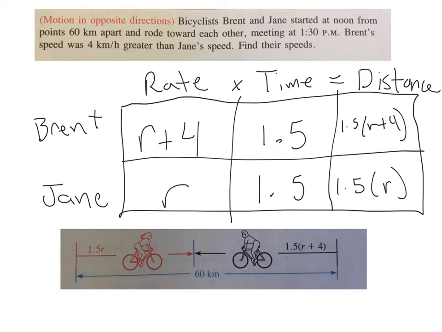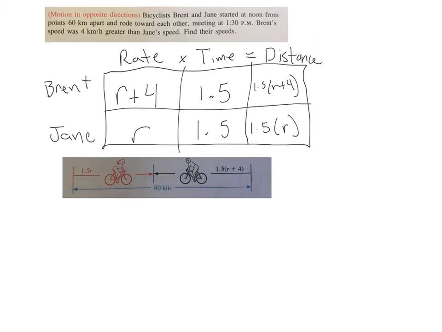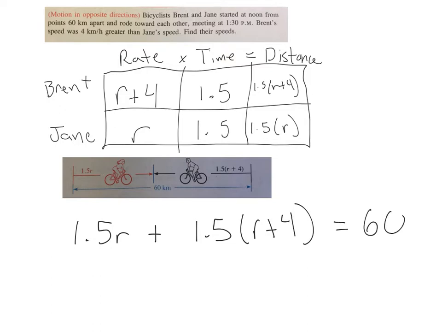And if you notice, they started at 60 kilometers apart from each other, and Jane rode 1.5r distance, and Brent rode 1.5 times (r plus 4) distance. So if we put their two distances together, based on this drawing, we should see that they should equal 60 kilometers together. So that sort of defines an equation for us, because Jane's distance, 1.5r, plus Brent's distance, 1.5 times (r plus 4), has to equal the distance they travel together, or how far apart they are, which is 60 kilometers.